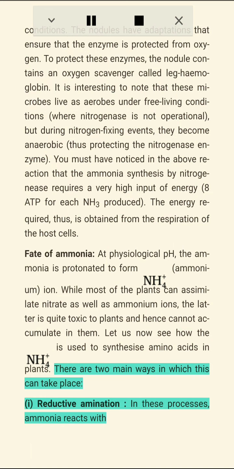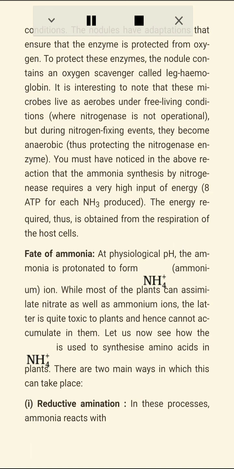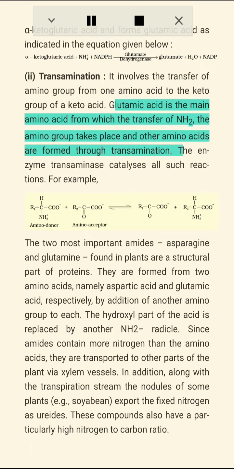There are two main ways in which this can take place. I. Reductive amination. In these processes, ammonia reacts with alpha-ketoglutaric acid and forms glutamic acid as indicated in the equation given below.